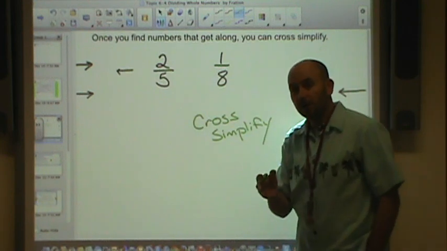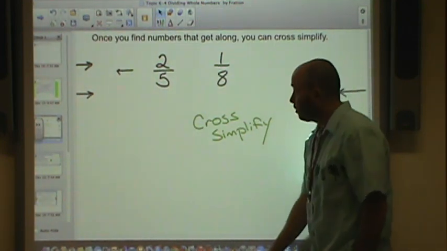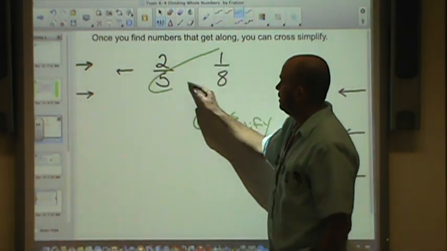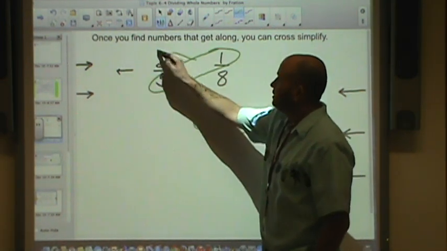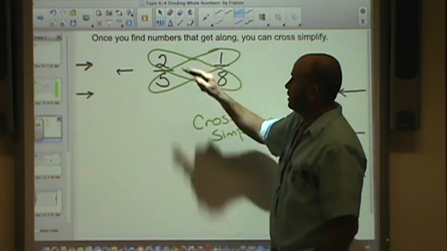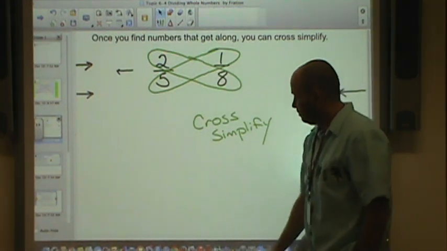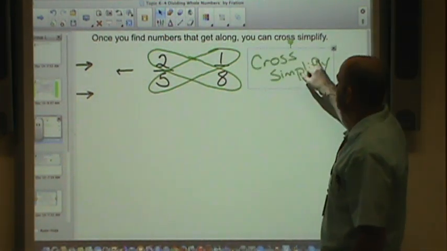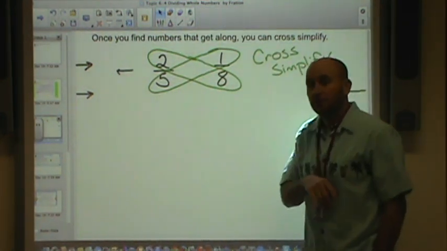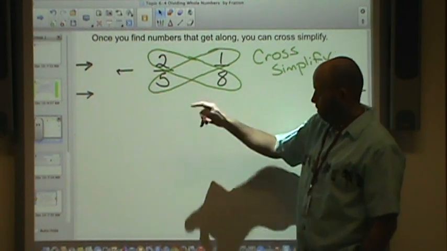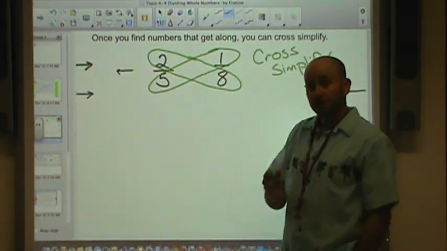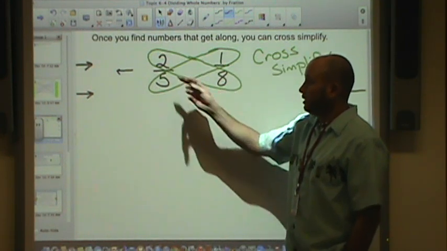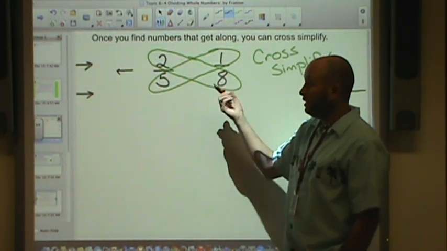Okay? We're going to call that cross simplify. In other words, we're going to look like this and see if the numbers get along. Well, in this case, you can see where 2 and 8 definitely get along, huh? Because 2 can go into 8 evenly.